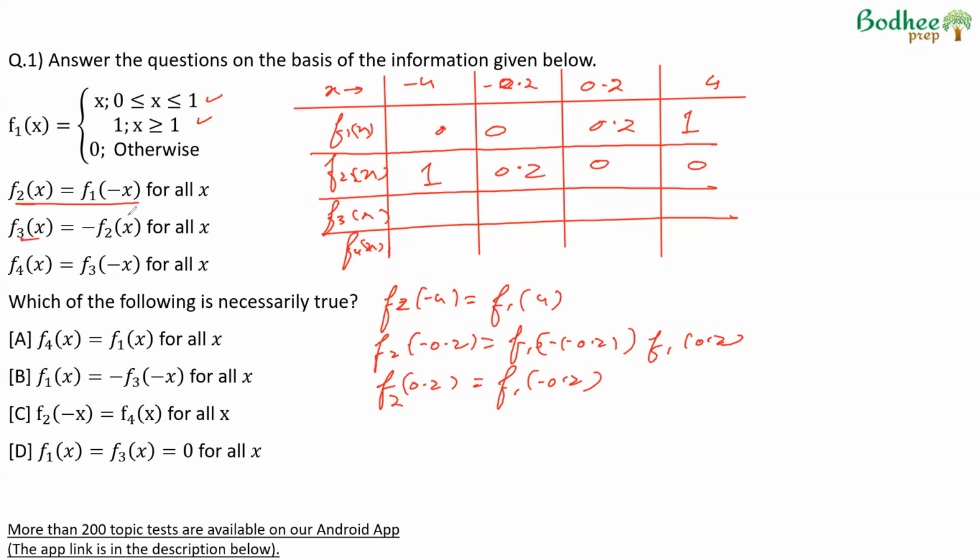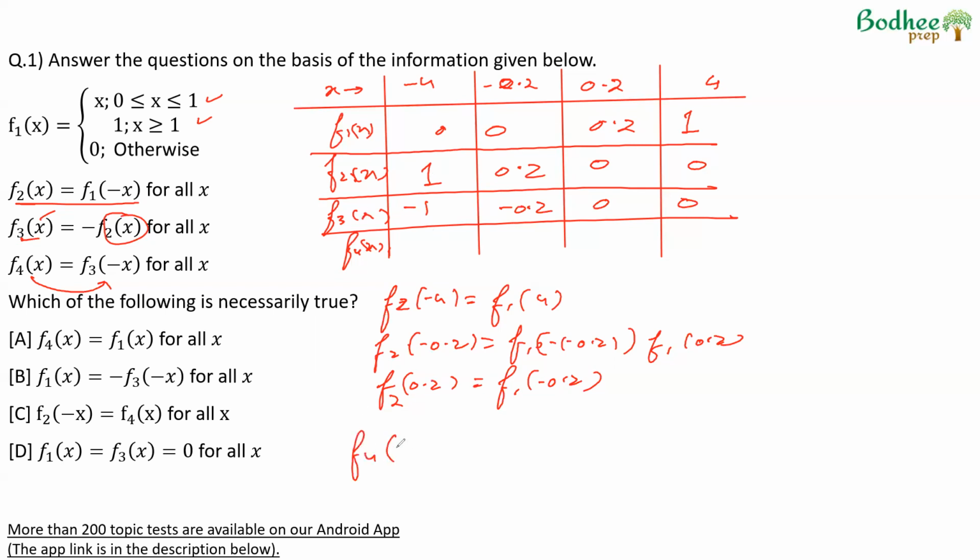f3(x) is nothing but negative of f2(x). For all x, the value of f3(x) will be negative of f2(x). So we just multiply the corresponding value of f2 by minus 1 to get the outputs of f3(x). If you look at f4(x) and f3(x), a similar thing that happened with f2 and f1 will happen for f4 and f3. As we can see, the outputs are reversed: 0, 0, 0.2, 1 became 1, 0.2, 0, 0. So here we'll get the reversed outputs, but we can put in the values.